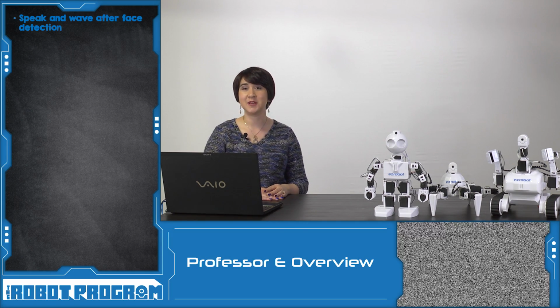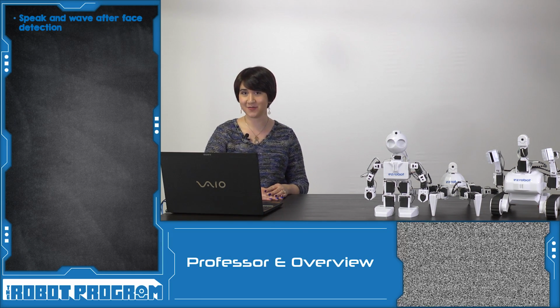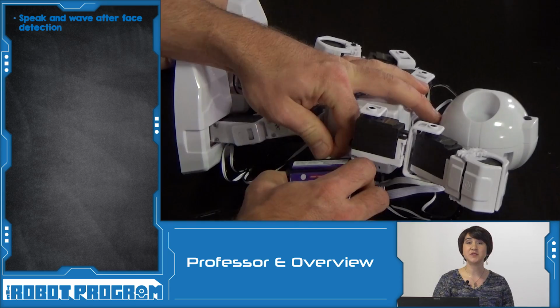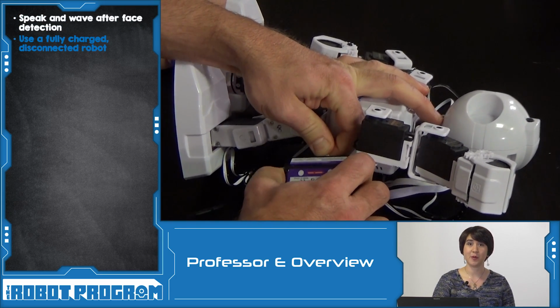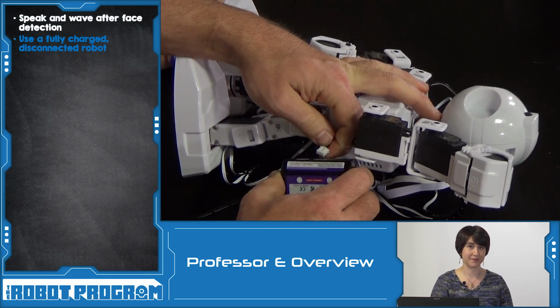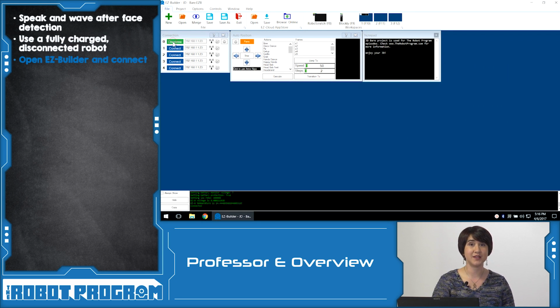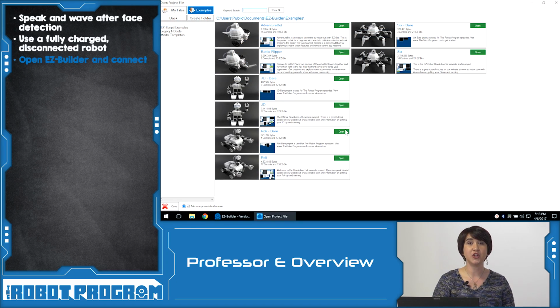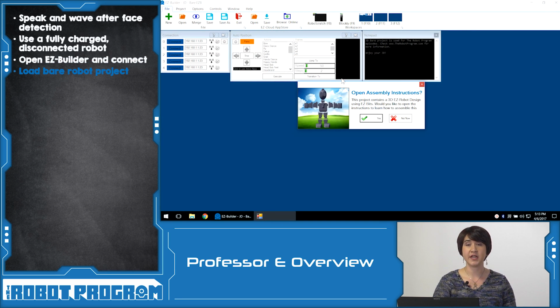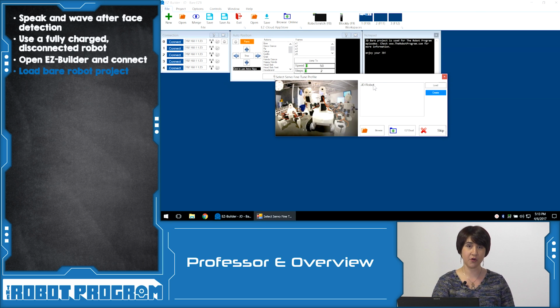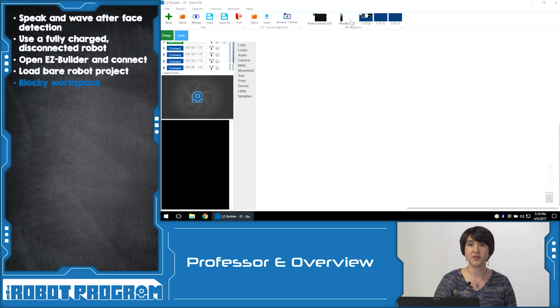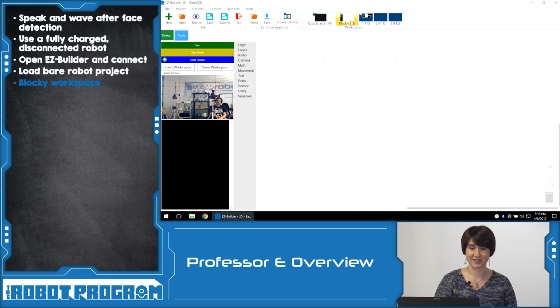In this episode, we showed you how to use Blocky to make your robot wave when it recognizes a face. We always want to start with a fully charged robot. Remember to disconnect before you power on. Connect to your robot using the Wi-Fi connection and the blue connect button in Easy Builder. You're going to load the bare project for your robot. The bare projects are a nice simplified workspace that allow you to add the controls that you need as you're coding. Once you open the Blocky workspace, you're ready to get started.